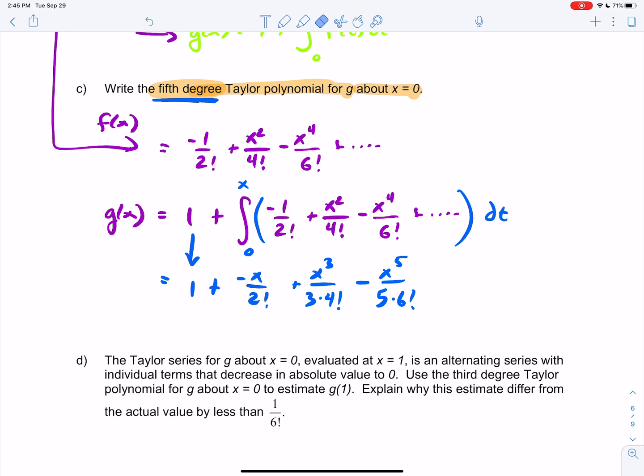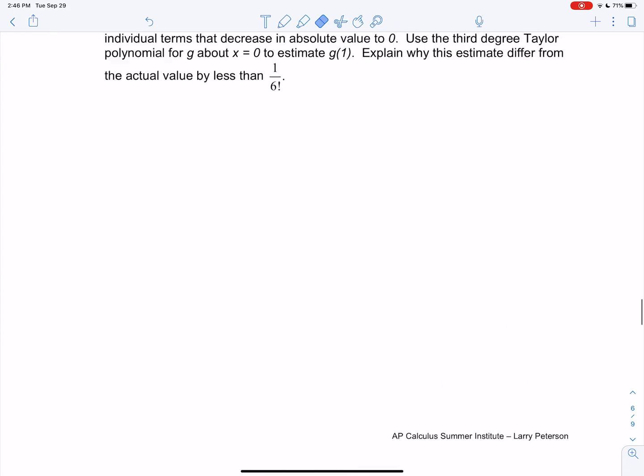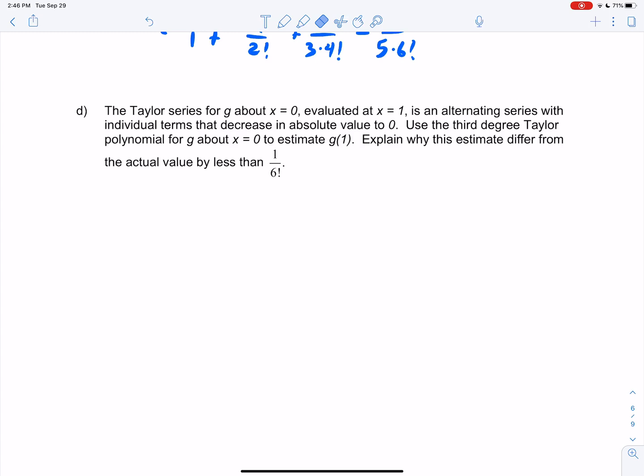Now I'm rushing through this part because our main concern is with error bound. So here's the last part. The Taylor series for G about x equals 0 evaluated at x equals 1 is an alternating series with individual terms that decrease in absolute value to 0. Nobody cares about that. Use the 3rd degree Taylor polynomial for G to estimate G of 1. Explain why this estimate differs from the actual value by less than 1 over 6 factorial.